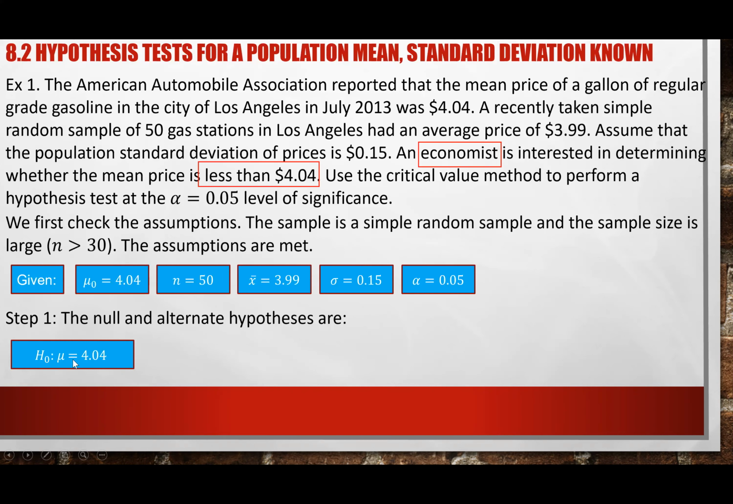And if this is H sub 0, remember H sub 1 can take on less than, greater than, and not equal to. So what kind of alternate hypothesis do we have? Do you agree that because they asked me whether mu is less than the specific number, and because the inequality is pointing to the left, we know that this is a left-tailed test, where our critical region will be on the left.